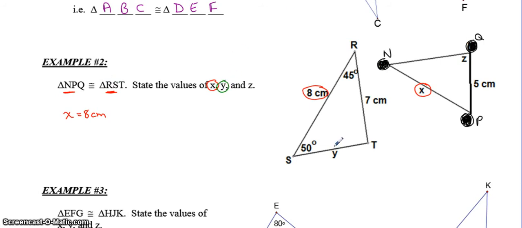Y is another side. It is in between S and T. So S and T are the last two letters of this triangle. So the last two letters of this triangle are P and Q. So that means Y is equal to 5.